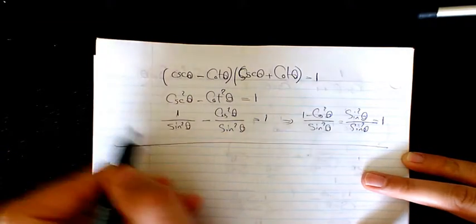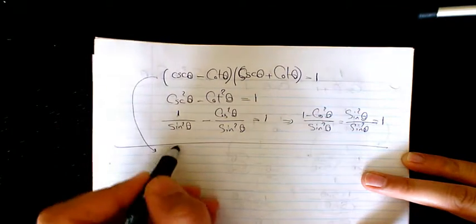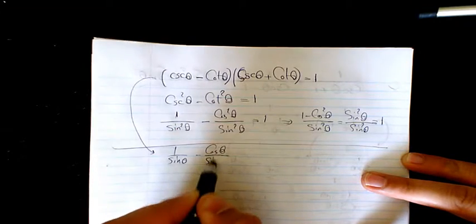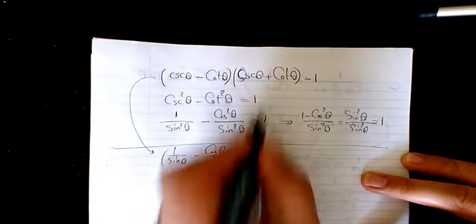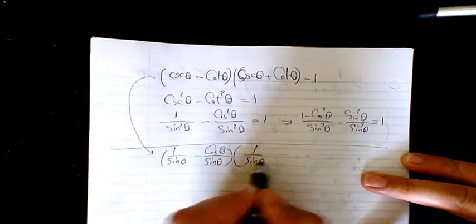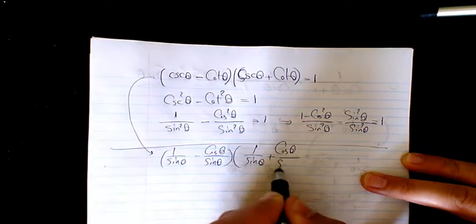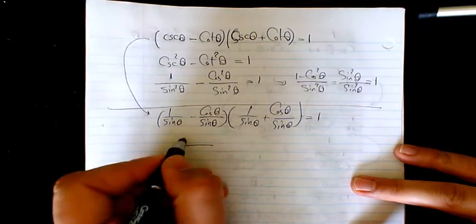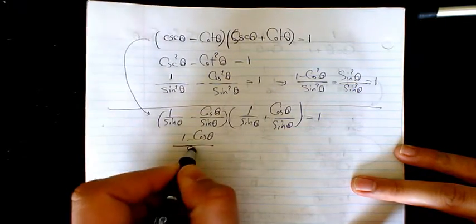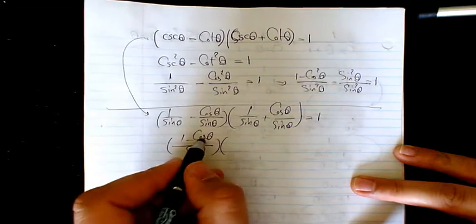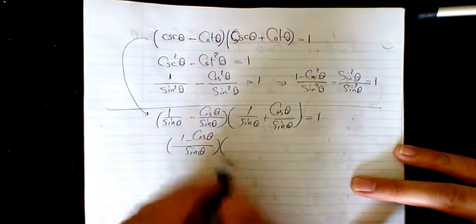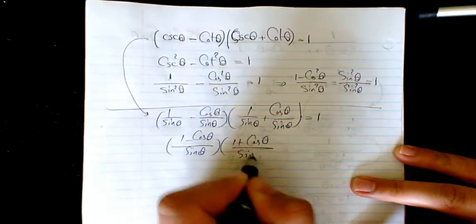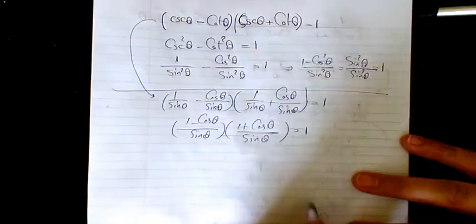We can also expand it and do it in different ways, like 1 over sine theta minus cosine over sine. And here we can do the same thing, 1 over sine plus cosine over sine equals 1. Then it will be 1 minus cosine theta divided by sine theta, times 1 plus cosine theta divided by sine theta equals 1.